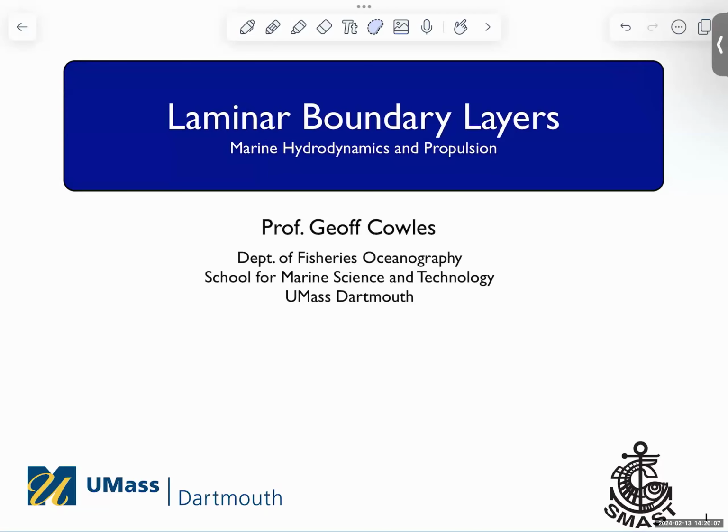Starting a new unit this week on boundary layers, actually viscous drag, I'll say. We're going to start this week, Tuesday and Thursday, talking about boundary layers, which will lead to a drag component we're going to refer to as skin friction.